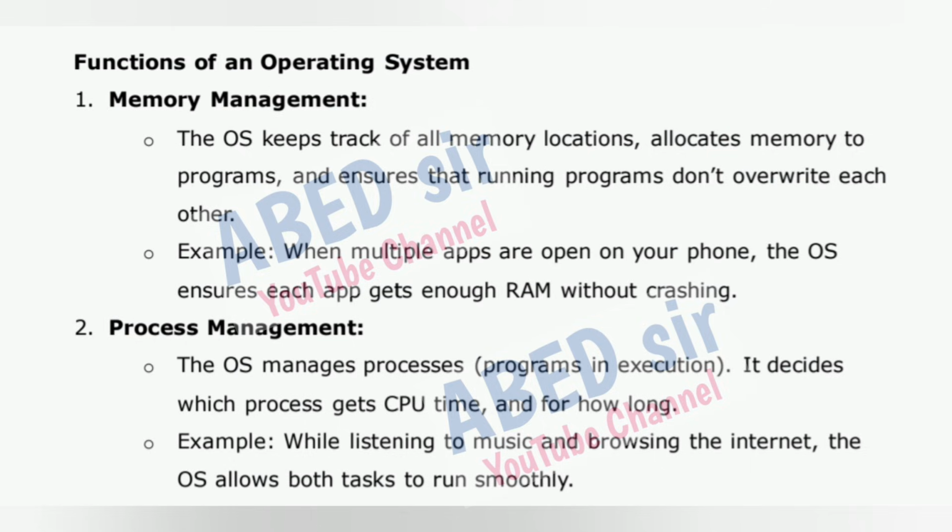1. Memory management. The OS keeps track of all memory locations, allocates memory to programs, and ensures that running programs don't overwrite each other. Example: when multiple apps are open on your phone, the OS ensures each app gets enough RAM without crashing. 2. Process management.